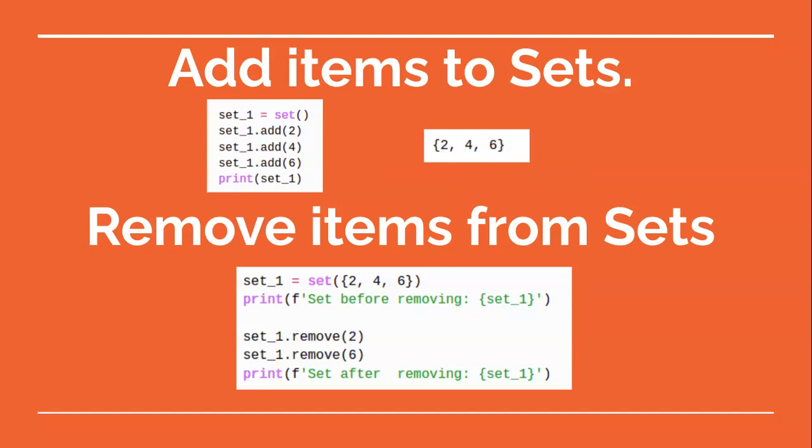How to add items to sets? We can add items to sets using the .add function. There is an example on your screen. How to remove items from sets? In this program, we create a set with 3 items and delete 2 of them using the remove method.